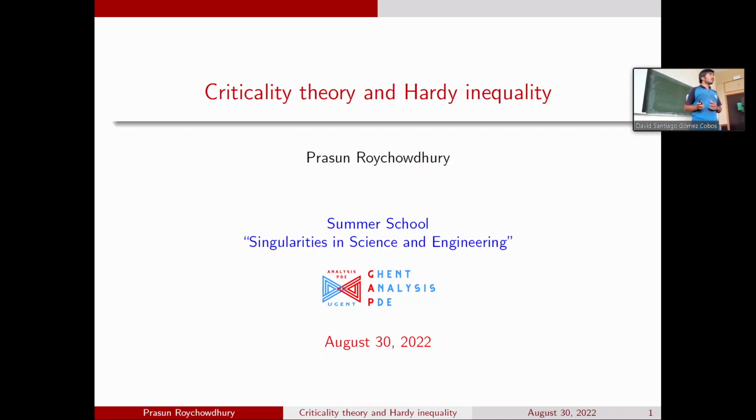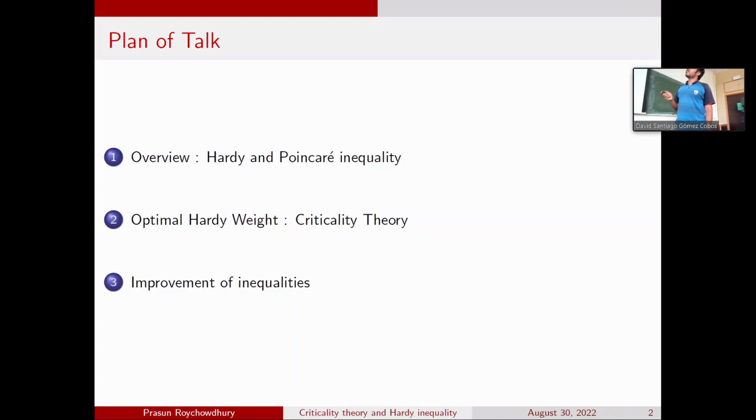In the middle of the talk, you may find that this Hardy inequality is related to Hardy weight, and it will not be just the known Hardy weight, the singular potential 1 over |x| squared with the Hardy constant. It might be some general weight. Here is my plan: first an overview regarding Hardy inequality and something on Poincaré inequality also, then criticality theory, and if time permits, the applications of those two things regarding improvements of inequalities.